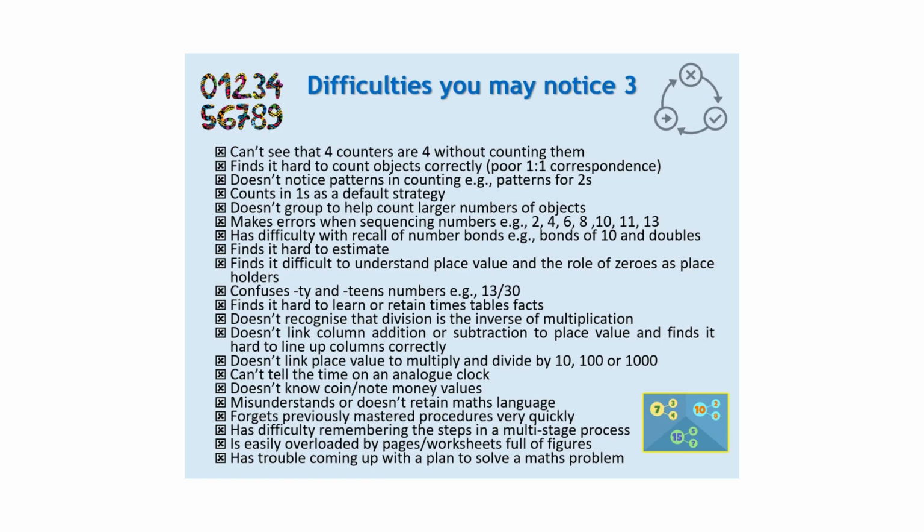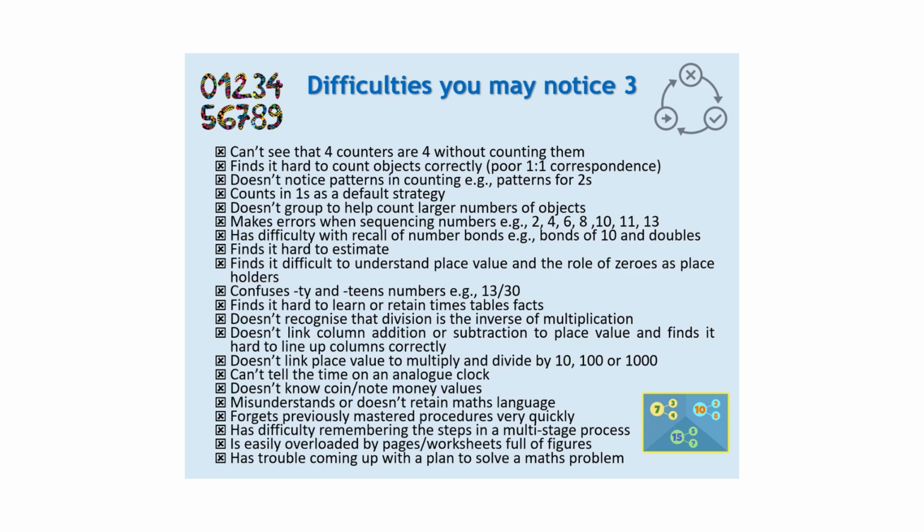Doesn't recognise that division is the inverse of multiplication. Doesn't link column addition or subtraction to place value and finds it hard to line up columns correctly. Doesn't link the place value to multiply and divide by 10, 100 or 1,000. Can't tell the time on an analog clock. Doesn't know coin and note money values.